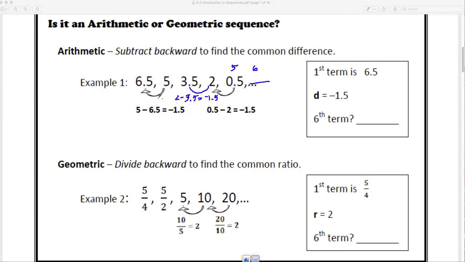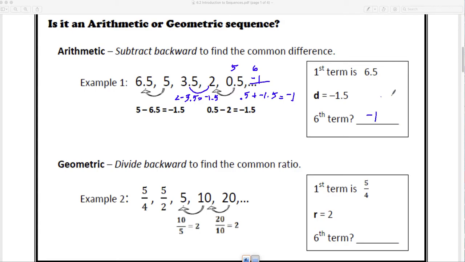All right, if I subtracted going backwards, then what I'm going to do going forwards is add. So I've got 0.5 plus negative 1.5, and that tells me that the sixth term in this sequence, 0.5 plus negative 1.5, is going to be a negative 1. So if I line this out, this would be a negative 1.